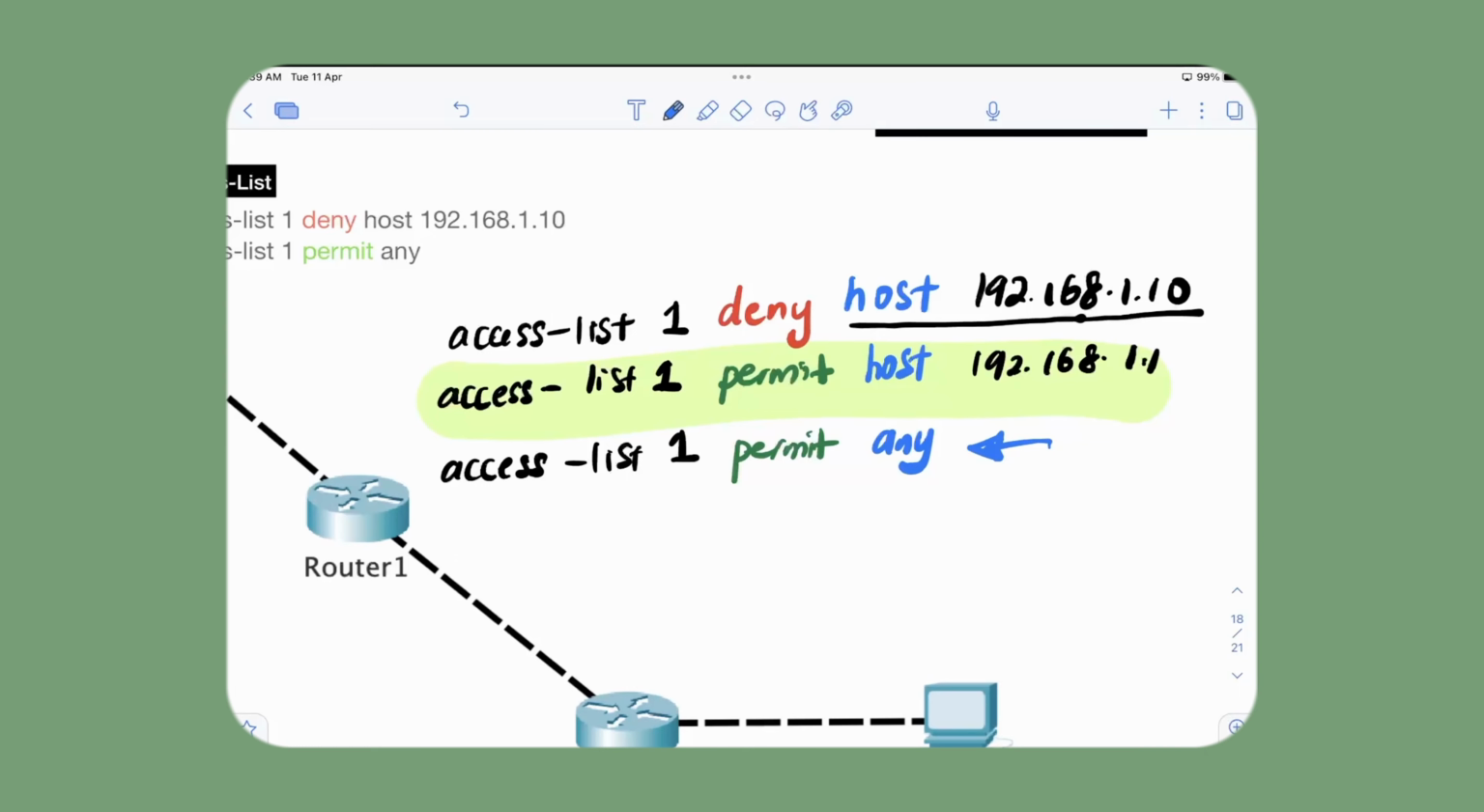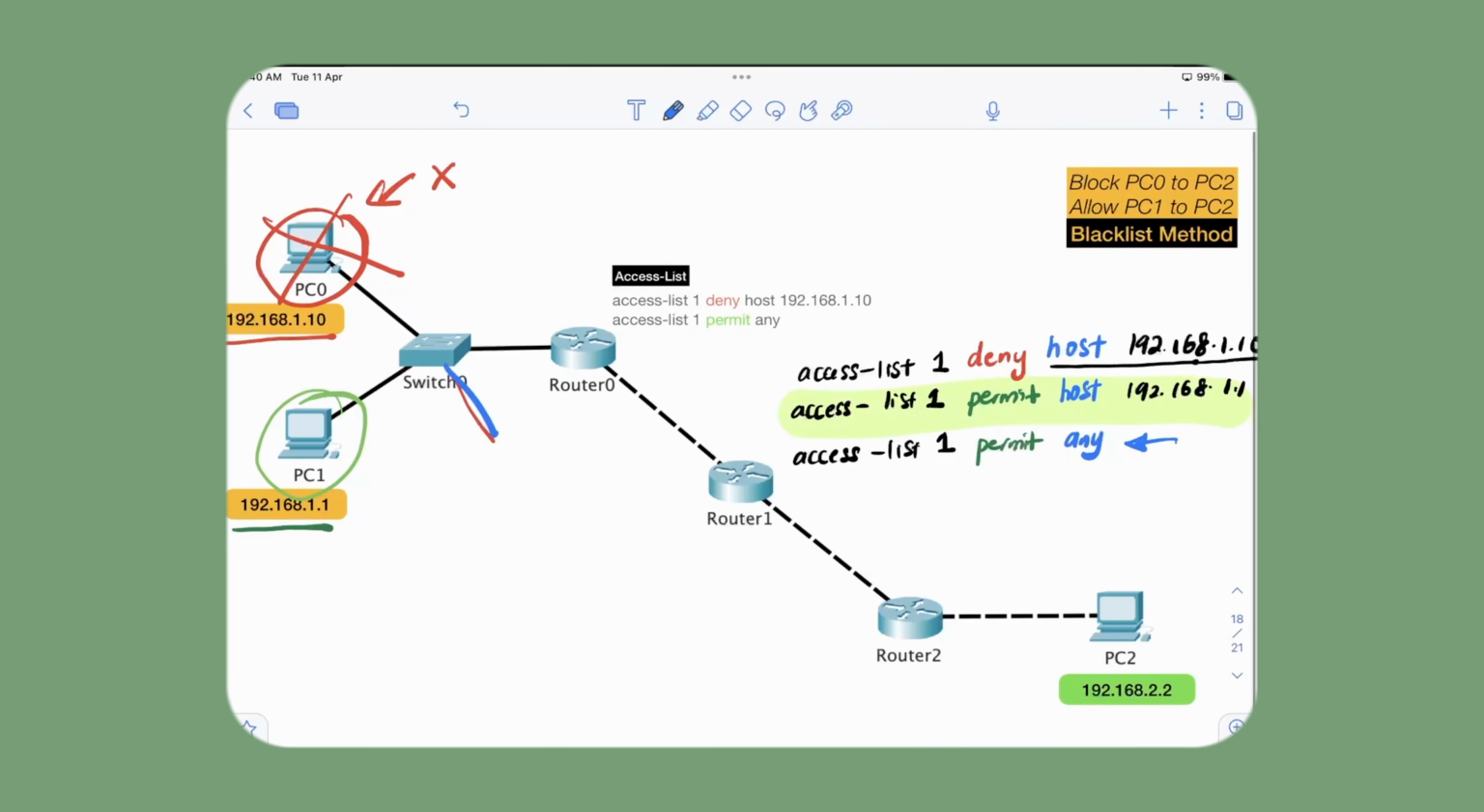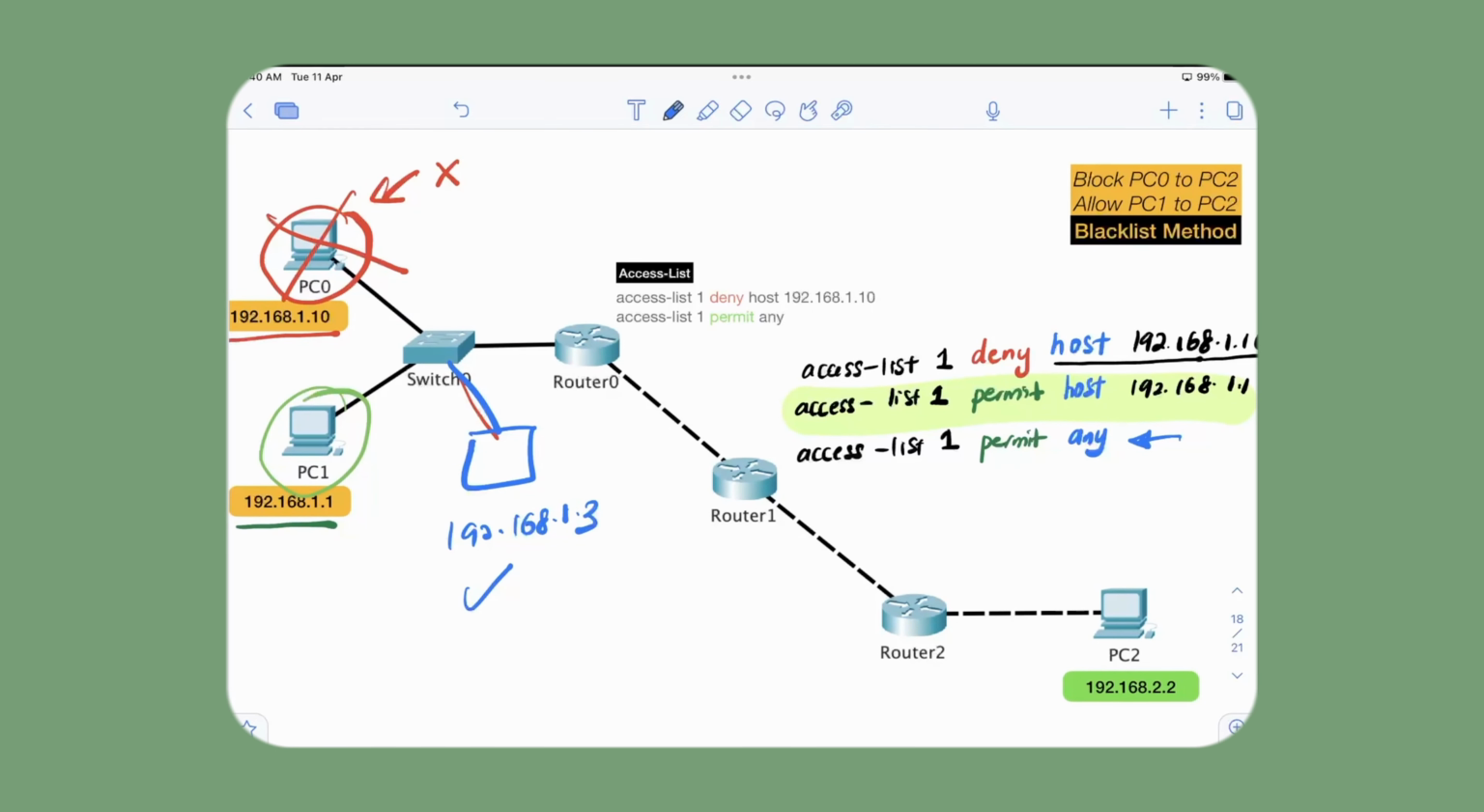Because I permit any, it means anyone, except 192.168.1.0, which is in line 1. Understand or not? So, if you do it this way, there is also good and bad. Now, it means that if I do permit any now, in the future, if you add a computer, let's say I add a computer, and this one is 192.168.1.3. Okay, let's say now, with the third statement here, you actually allow this guy to go through. Understand?